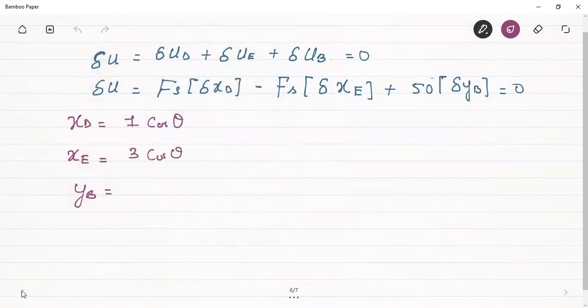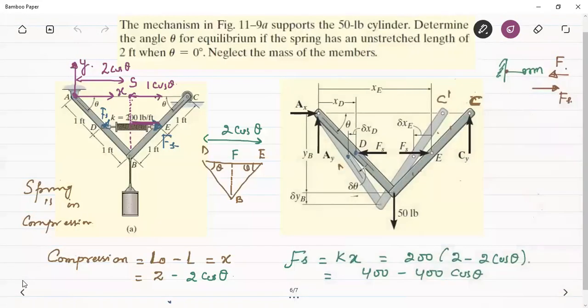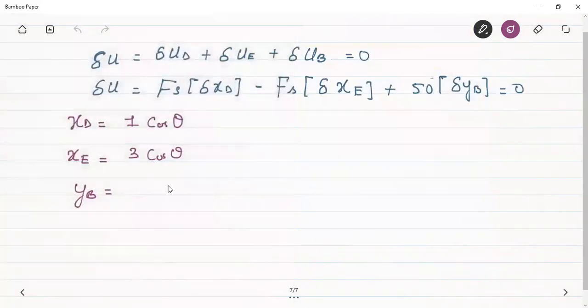And finally, the y coordinate of the point B. We can see that the y coordinate of point B will be equal to this vertical distance, which will be equal to 2 sine theta, but it is in the downward direction. Therefore, this distance will be equal to minus 2 sine theta.